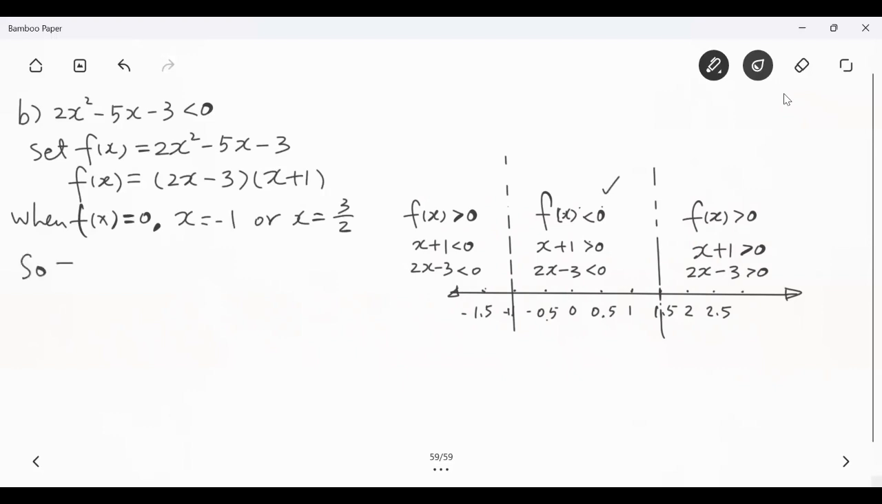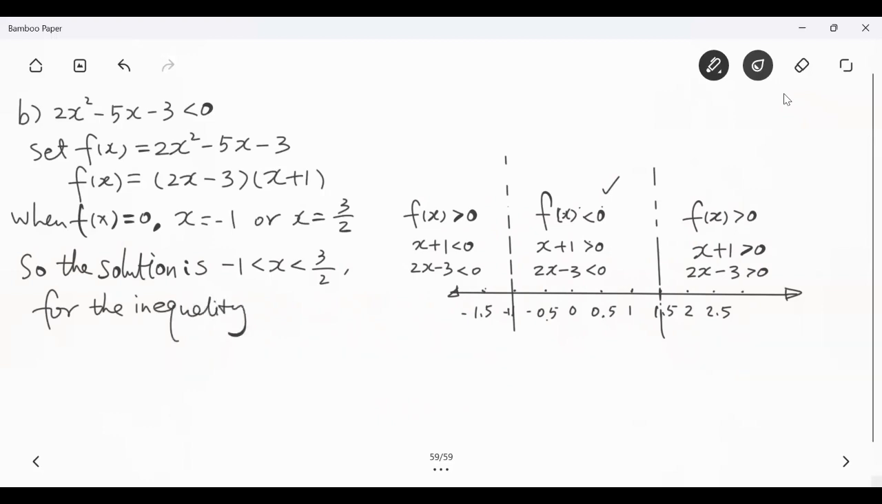Then the solution is negative 1 to 3 over 2, that's 1.5. And double check, it's not equal to 0, so it's not including the boundary. It's for the interval inequality, okay? For the inequality 2x squared minus 5x minus 3 less than 0. And for the solution, for the answer, for the B.